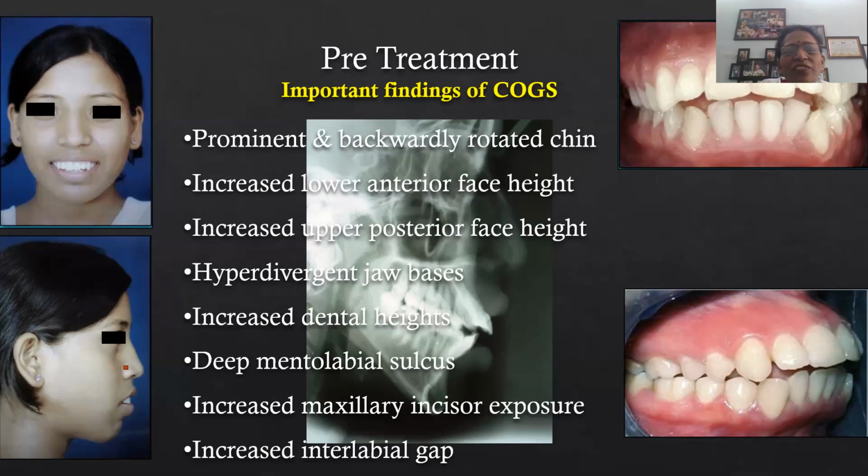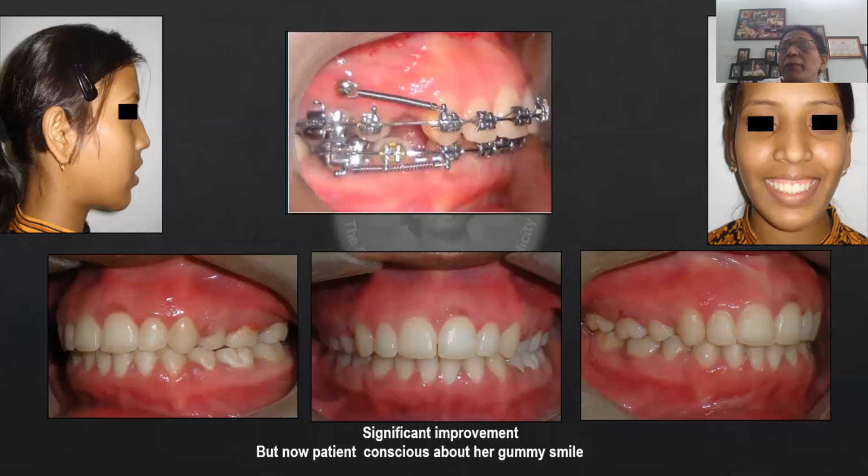Now, this was a very interesting case. She was almost 21 years old, and the Cox analysis showed all features of skeletal open bite. In this case, the patient was not ready for surgery, and therefore we did extractions for intrusion of the anteriors as well as retraction. Even the molar was held, preventing its eruption so that this gumminess doesn't worsen. And we got the corrections.